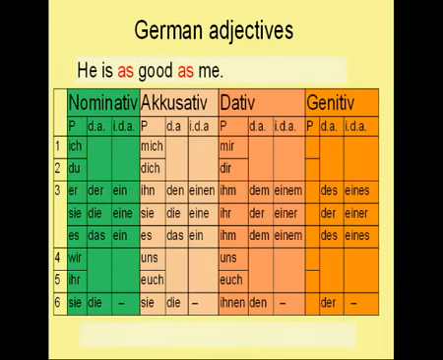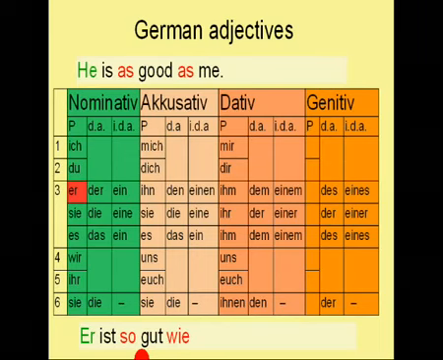The same principle applies to this sentence. He is as good as me. So how would you translate it? I guess you would again first of all search the subject of the sentence and translate the first part of the sentence. The subject of the sentence is he, so you would choose the personal pronoun in the nominative case, which is er. And so the sentence would start with Er ist so gut wie.